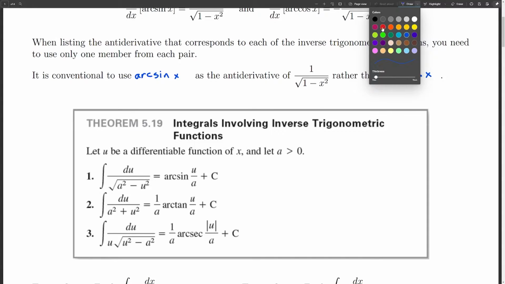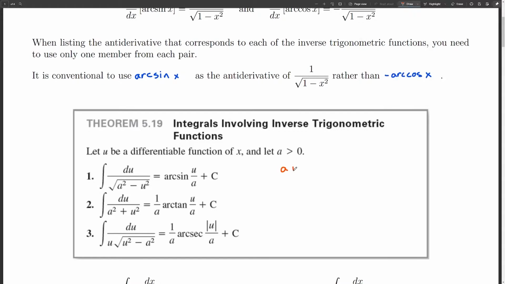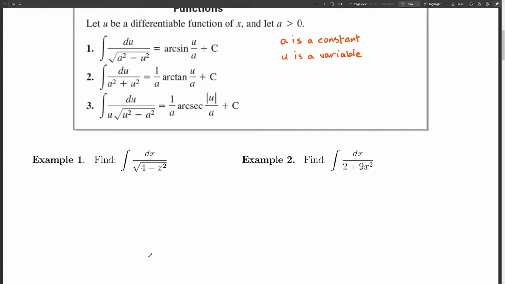What is important to realize is that a is a constant, and u is a variable. When you're looking at your integrals, you see that a squared minus u squared and u squared minus a squared look a lot like each other. But for the first integral, you have a constant squared minus a variable squared. And for this third integral, you have a variable squared minus a constant squared. So let's do some examples.